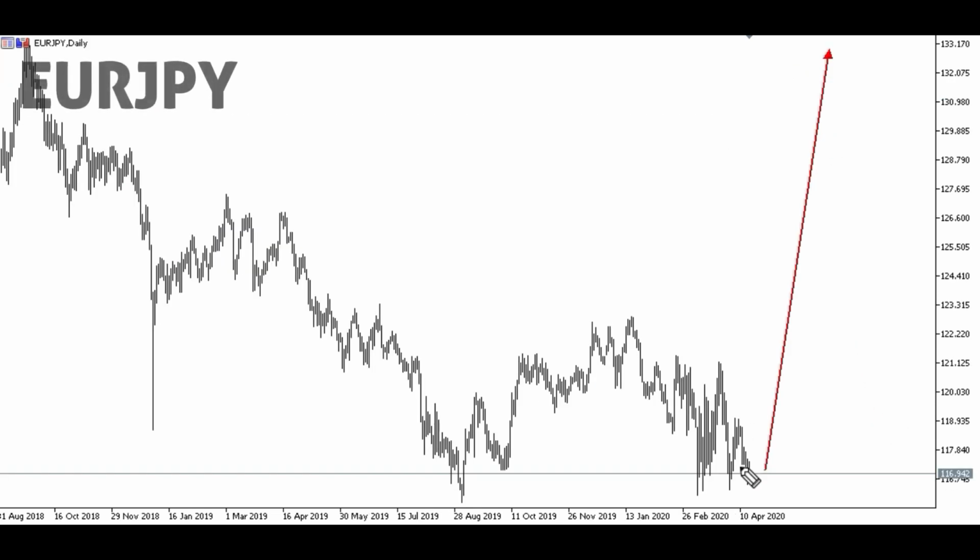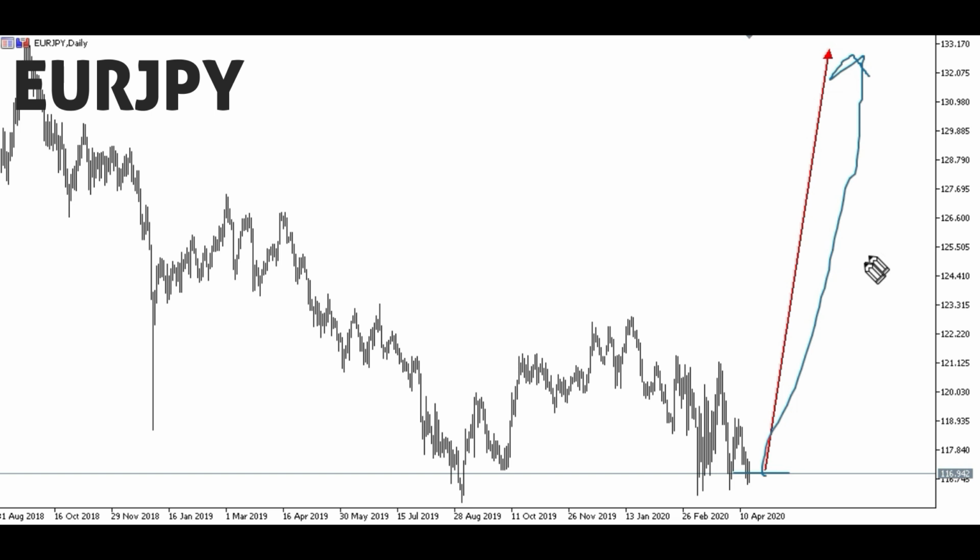EuroJPY, we talked about this big move here on EuroJPY until this level. We talked about that move, and the move is not yet ready, but we're expecting it soon. The movement is going to be big. We're expecting it. That's over 1,400 pips. We're expecting it for EuroJPY.